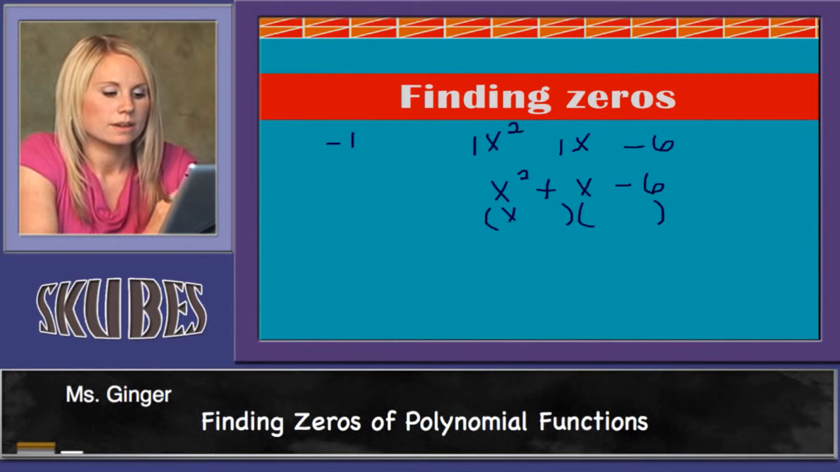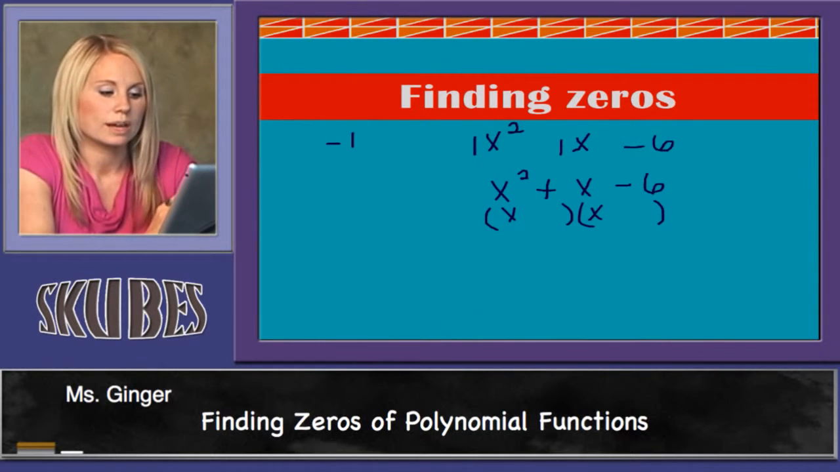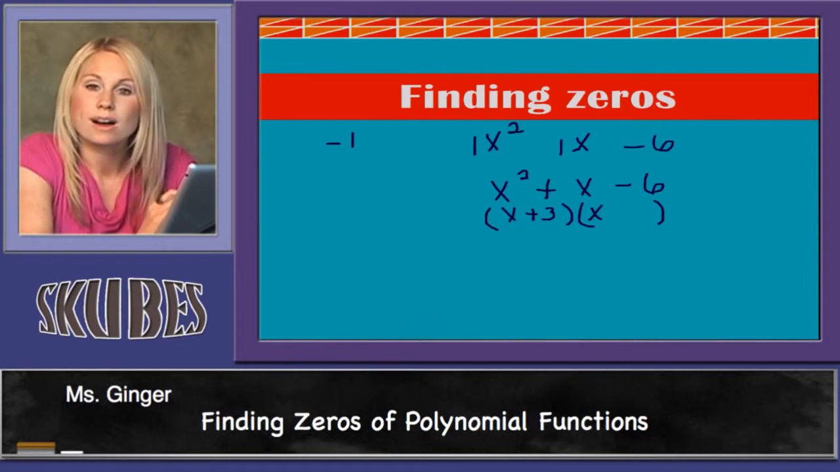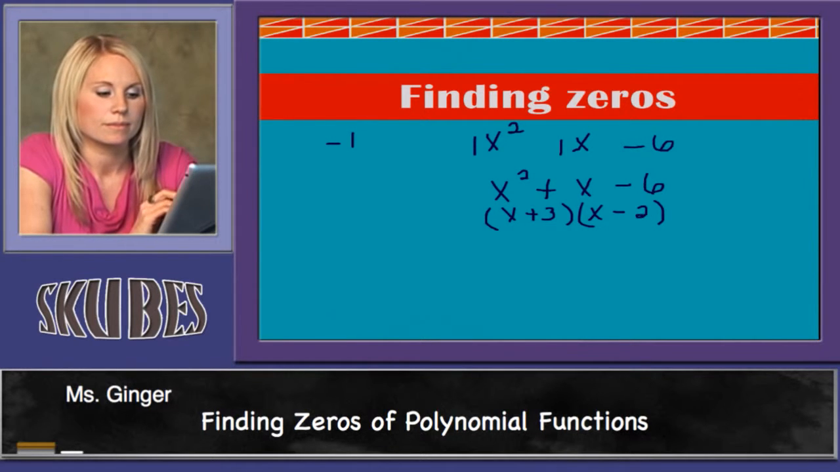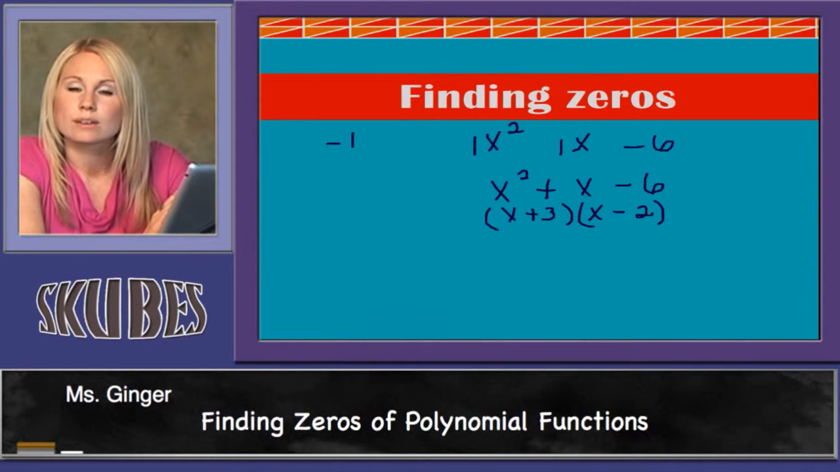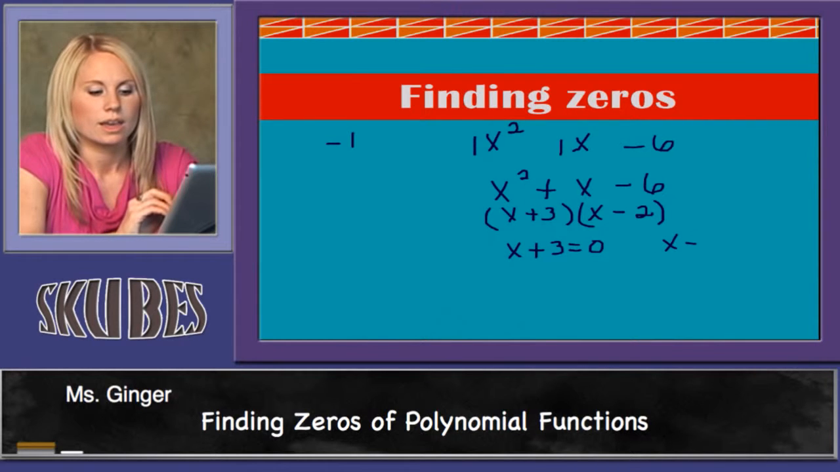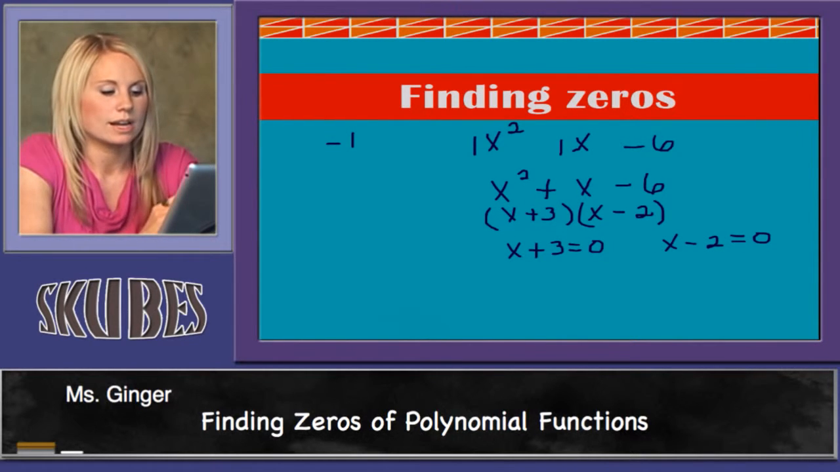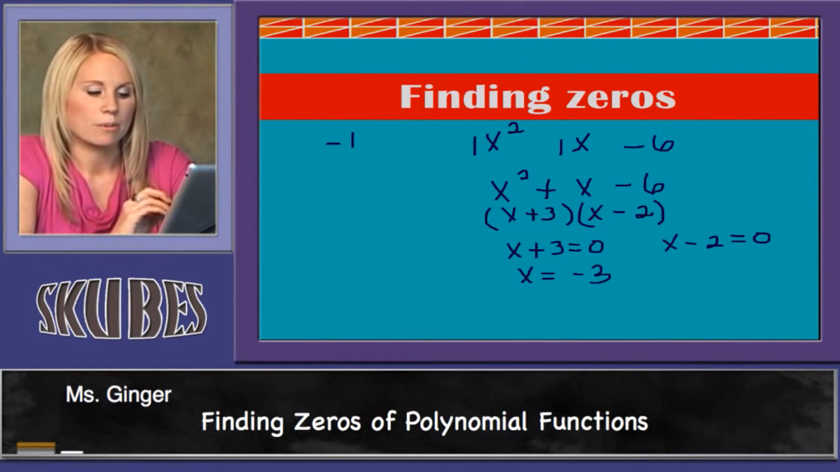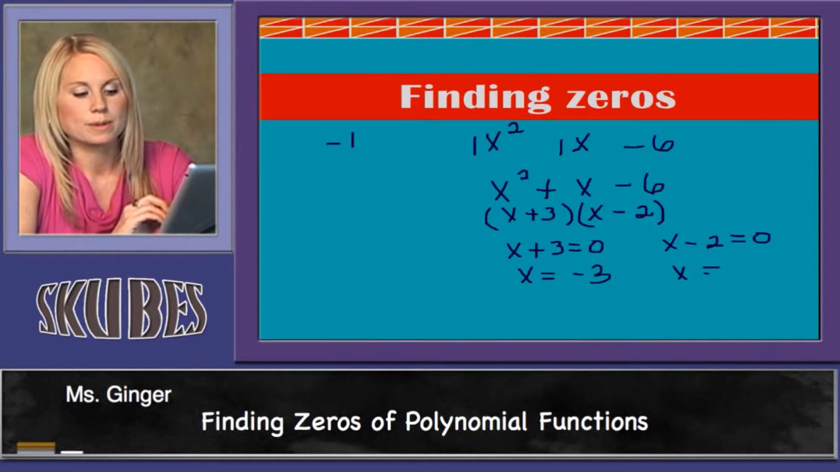And that is going to be 3 and 2, and I want my 1 to be positive, so I'm going to use positive 3 and negative 2. See how the product 3 and negative 2 will give me negative 6, and the sum of those numbers will give me positive 1, my middle number. All right, these are my factors of this new quadratic, so I'm going to set each one equal to 0 and find the 0. All right, x plus 3 equals 0 means that x equals negative 3 when I solve for that one. And x minus 2 equals 0 means that x is 2.